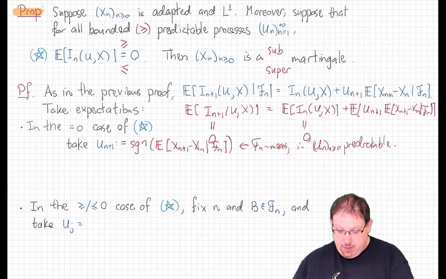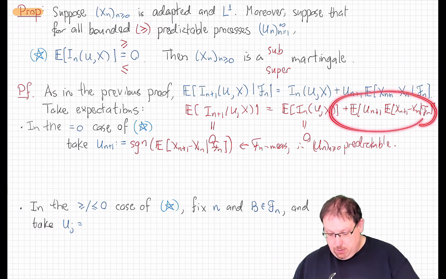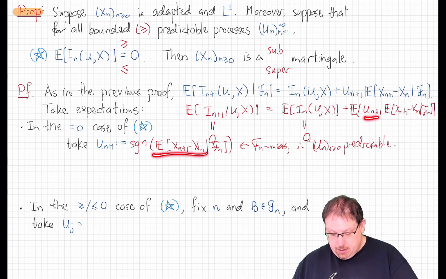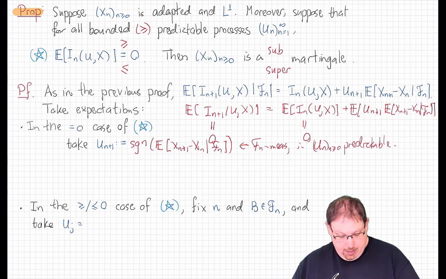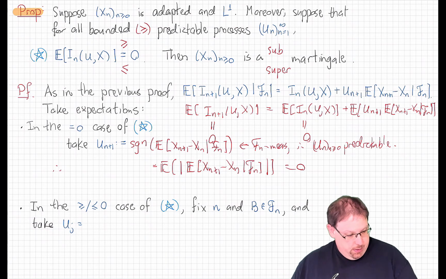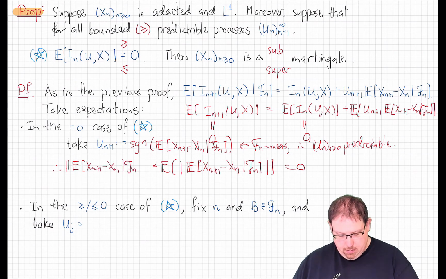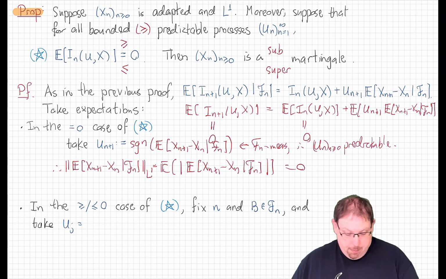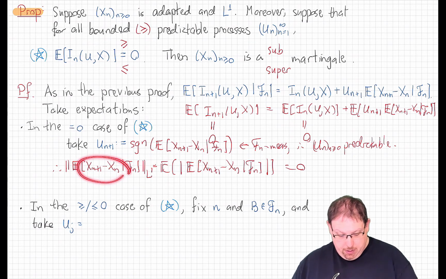So, by what we had above, that means that this is equal to 0, but with Un+1 equal to this signum, that tells us that the expected value of the absolute value of the conditional expectation of Xn+1 minus Xn given Fn is 0. But that is exactly equal to the L1 norm of that conditional expectation. And that means that this L1 random variable here is 0.